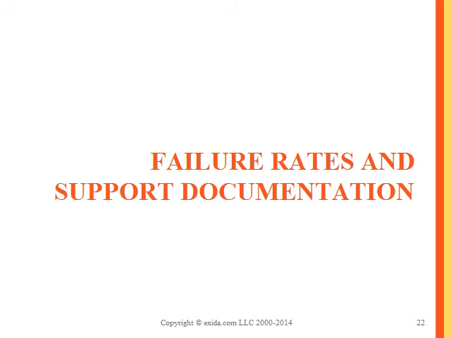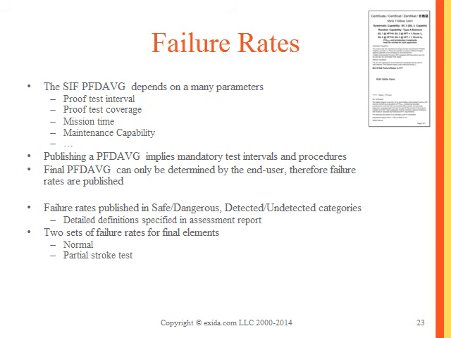So the last portion of the certificate, the right-hand side of the back page, or page 2, talks about the failure rates and support documentation. There are a couple of things at the top of this portion that are basically repeats of the first page, like the certificate identification and the assessment levels. But the main piece of information here is the failure rates and the supporting documents.